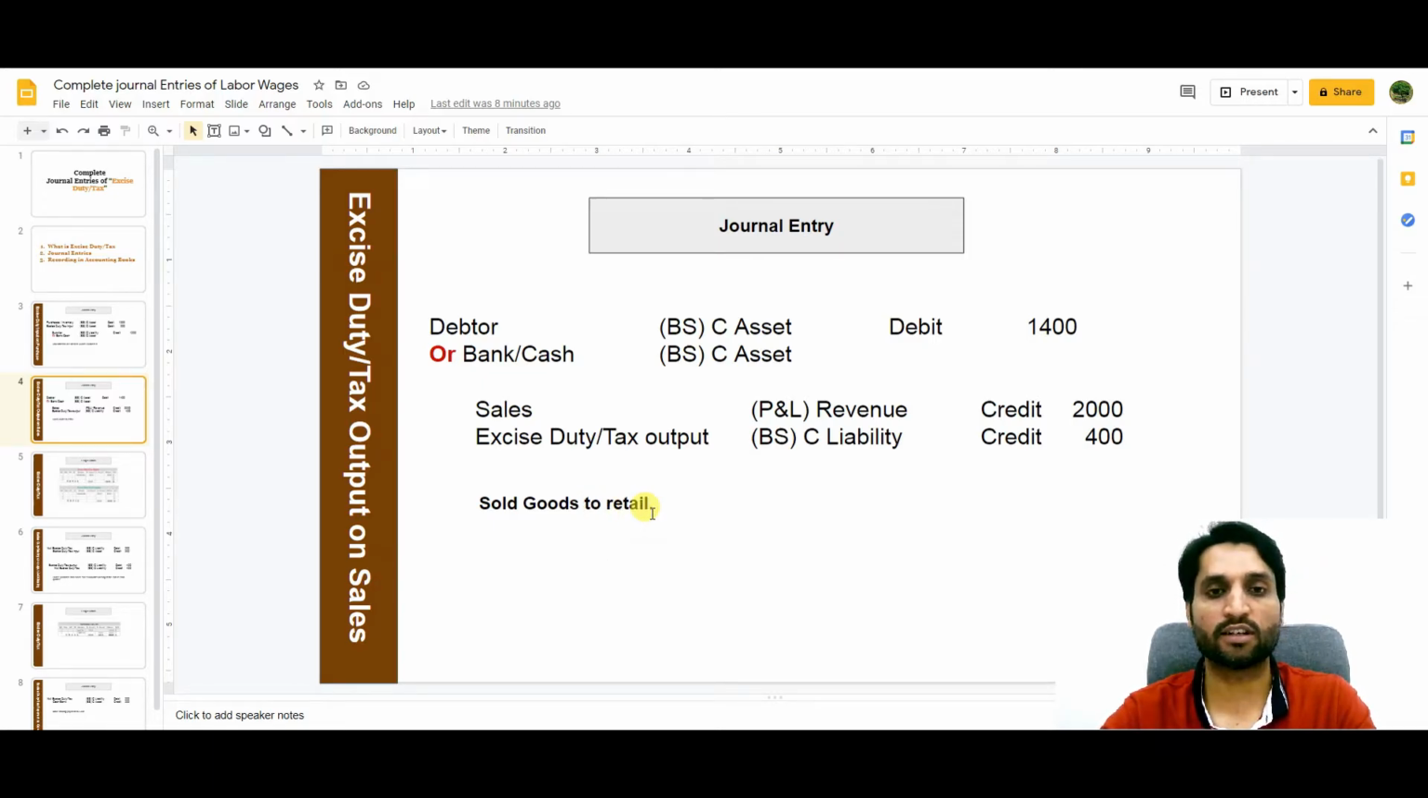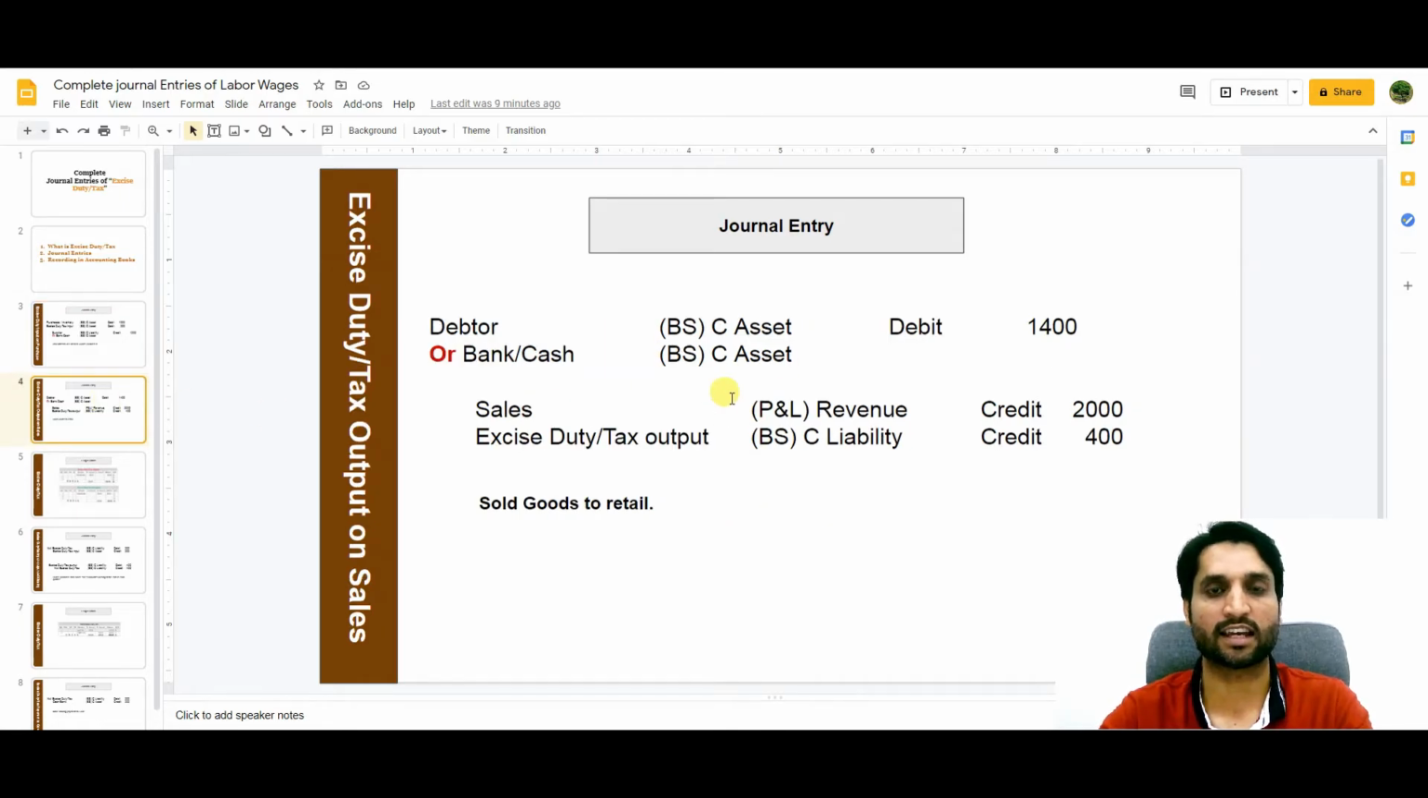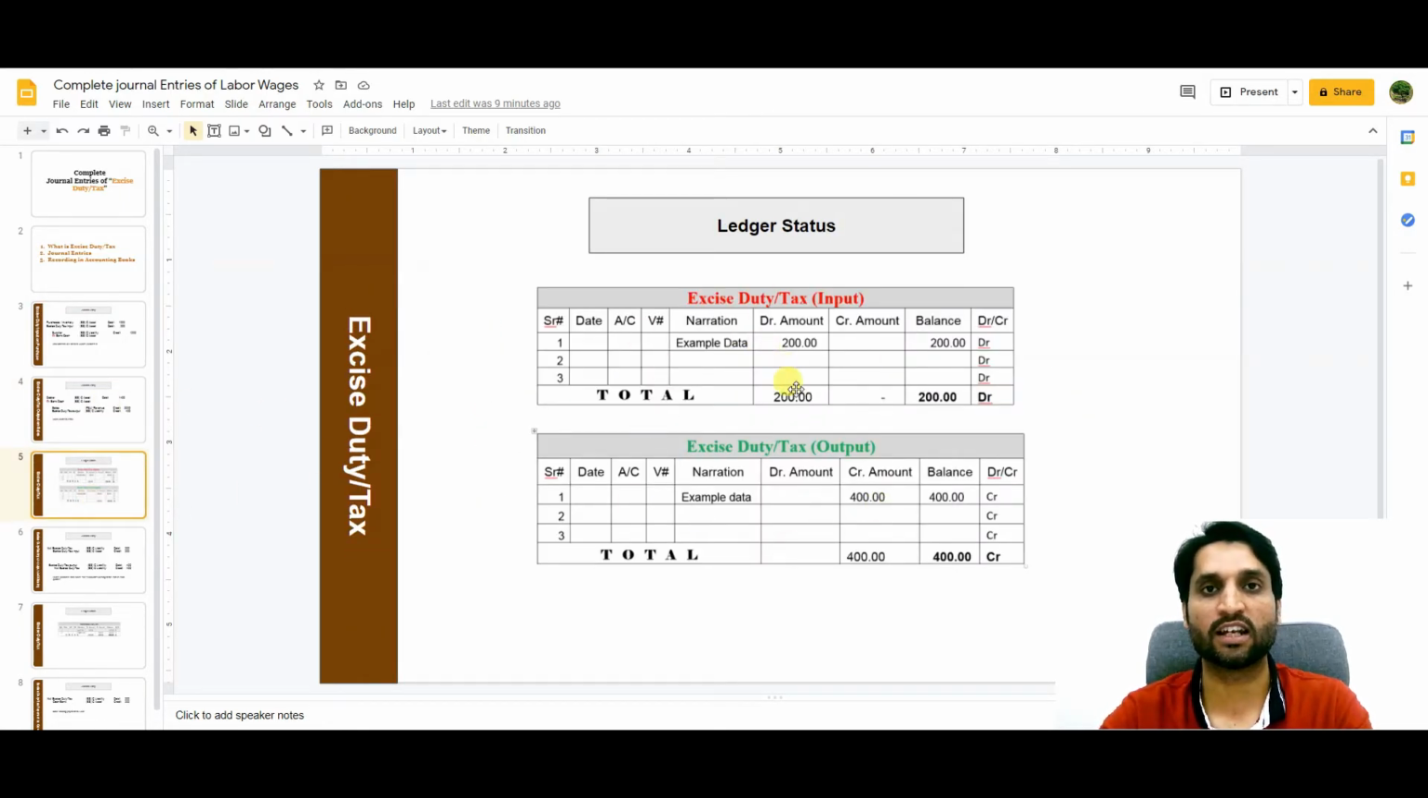The next entry we will see is the ledger accounts for the taxes, like the tax input in our accounting books. When we were buying raw material or finished goods, then 200 was debit, and here we have the ending balance of input tax, which is debit under the current asset. And here the excise duty tax output, which we received while making sales, is credit 400. So the ending balance of this ledger is 400. These are the ledger balances after making the first transaction and the second transaction. So this is the complete picture of the ledger balances.